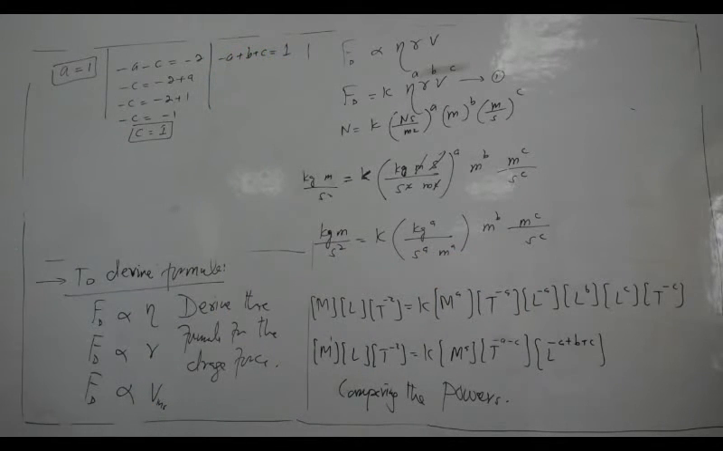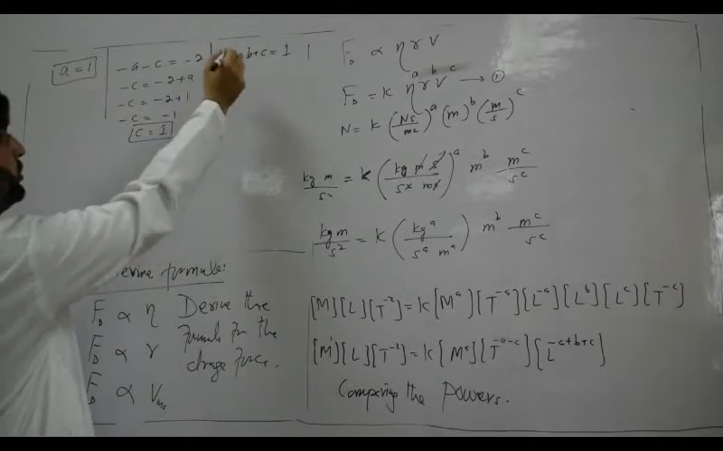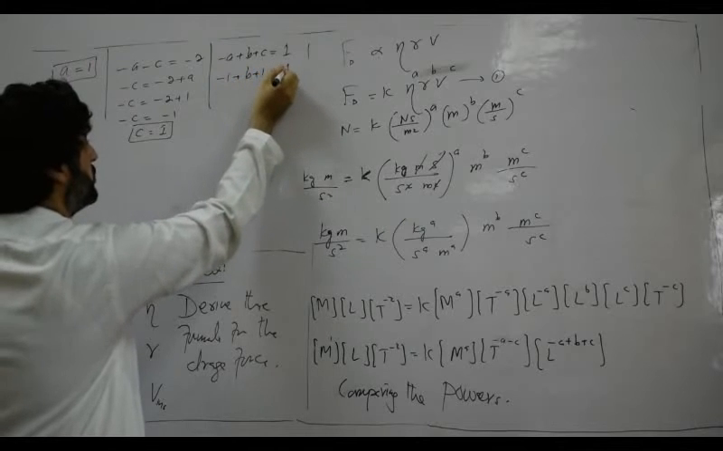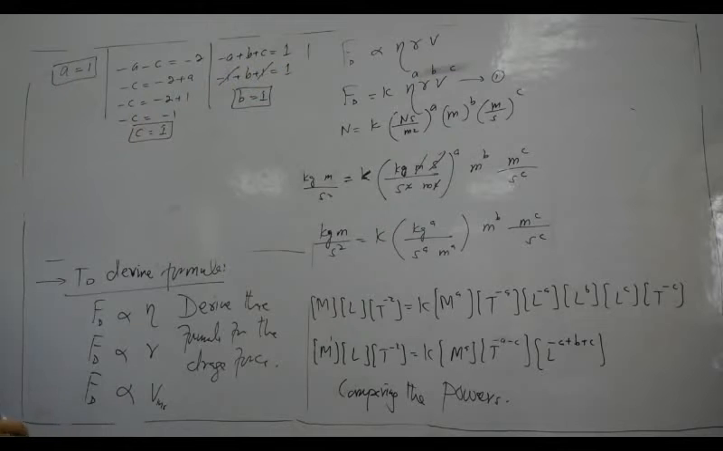So we compare the powers. What is the value of A? 1. What is the value of C? 1. So 1 and 1 are cancelled, so B is also equal to 1. A is equal to 1, C is equal to 1, B is equal to 1.